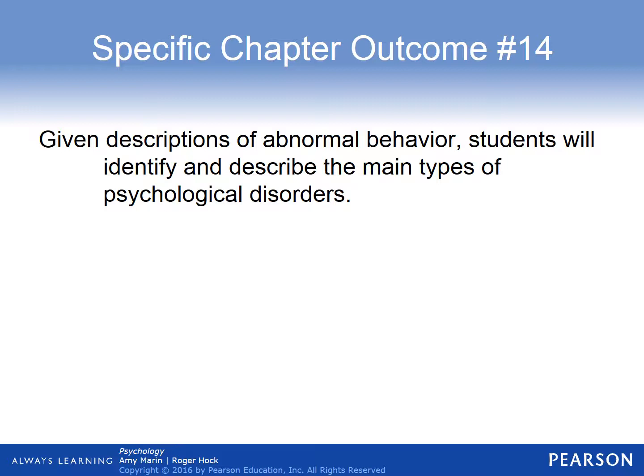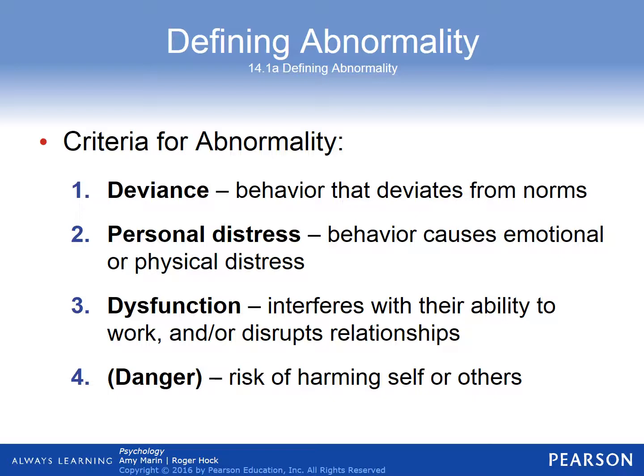Students will identify and describe the main types of psychological disorders. So we're going to start out by trying to define what is abnormal behavior, so we have a handle on that, and then we'll look at the different types. We'll also bring in a little bit the 7 perspectives or the biopsychosocial approach to understand the causes of these disorders.